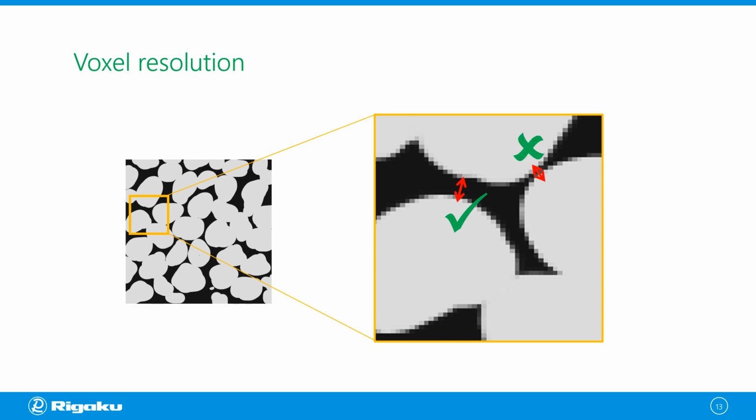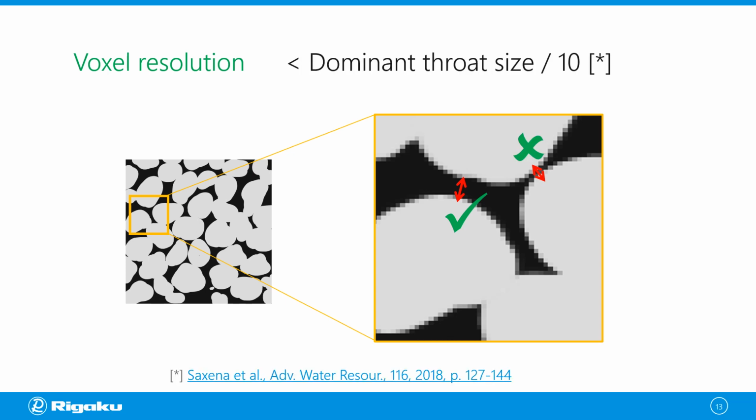The rule of thumb for the resolution is that the voxel size, or the voxel resolution, needs to be smaller or better than 1/10 of the dominant throat size. So that's rule of thumb number 2.